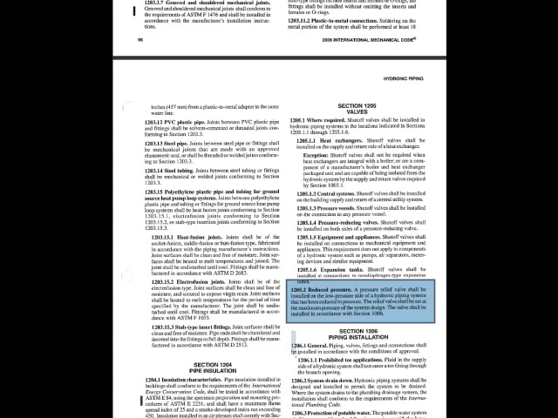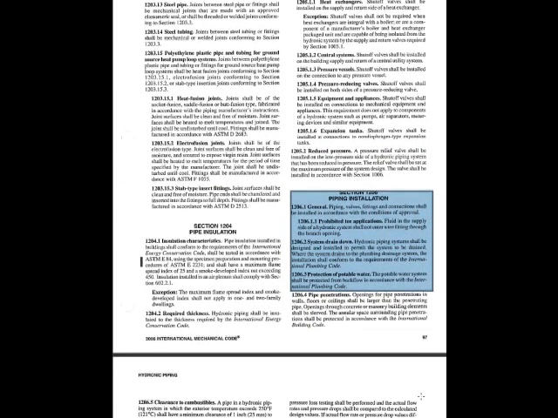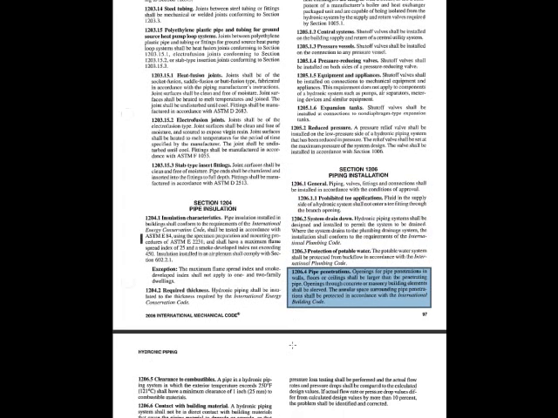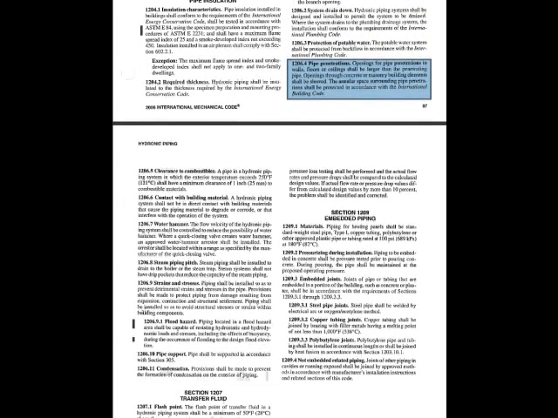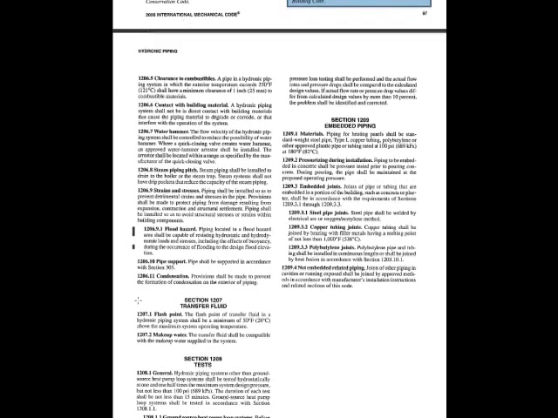Piping installation, again, we'll refer to other codes as well. The International Plumbing Code and the International Building Code are used for pipe penetrations. That's where piping goes through another section. Section 1207 talks about transfer fluids. Make sure you understand the flash points and make sure there's makeup water available.